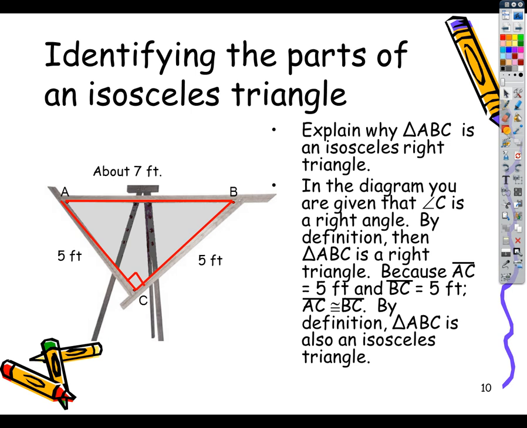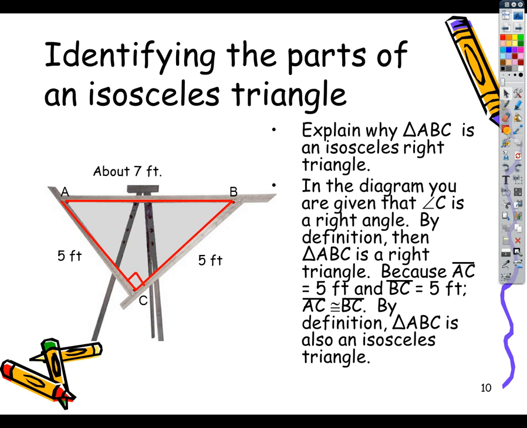Somebody name one of the legs of the isosceles triangle. Raise your hand. Somebody help me out. What's a leg of the isosceles triangle? Yeah. Just like you name a segment. Okay, so side CB or segment CB, right? Good.